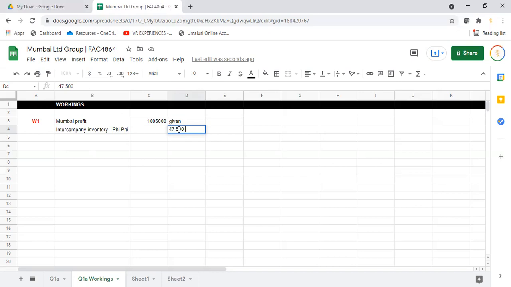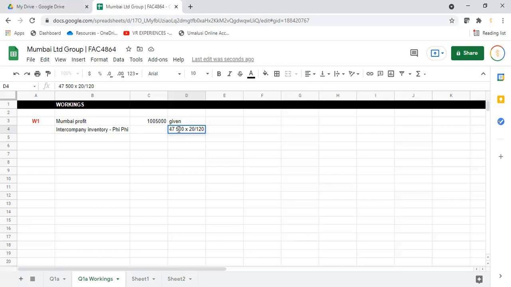So what we do is multiply by the unrealized profit, which is 20%. It's a markup on cost, so it's 20 over 120. If it was markup on sales, it would be 20 over 100. When the markup is on cost, you say 100 plus markup. If it is on sales, the denominator is simply 100. So we're saying 47,500 times 20 over 120 will give you the unrealized profit.